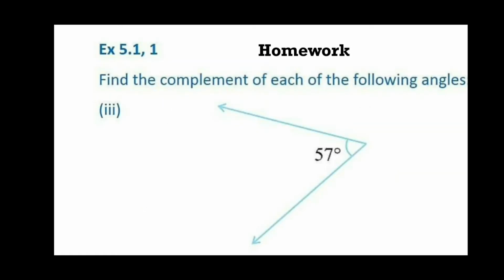Now the same question has the third part, which is 57 degree. So you have to find the complement of this 57 degree angle. So what we have to do, children, we have to subtract this 57 degree from 90 degree. So this one I am giving you as homework.